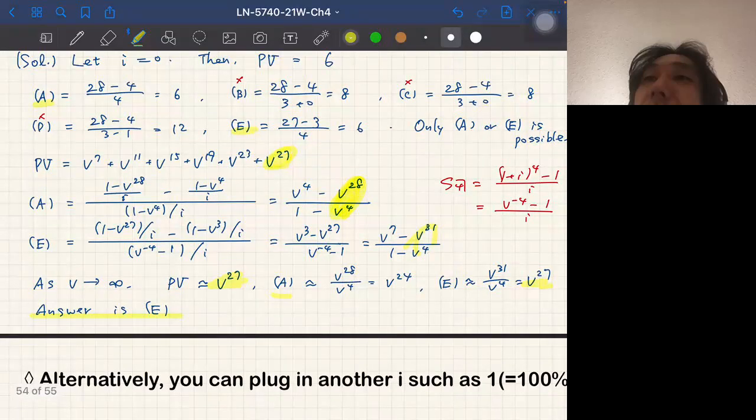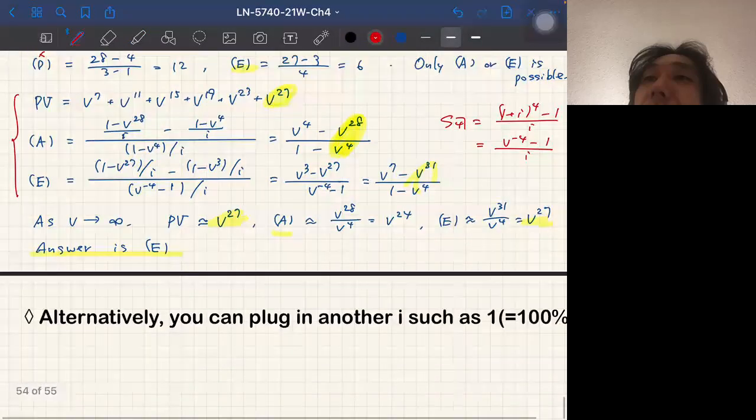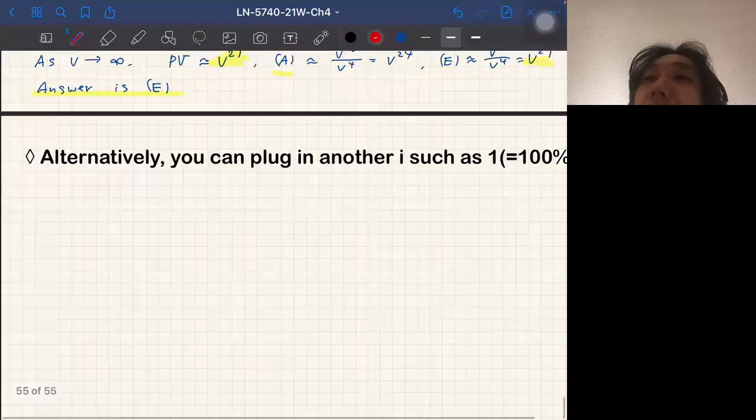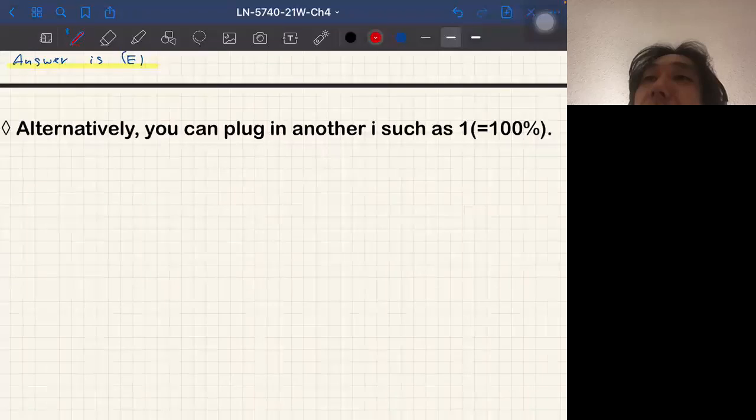So we actually did some algebra here, but at least we don't have to check all the algebra from A to E. The only possibilities are A and E, so we can skip B, C, D. So that helps you to solve questions during the exam or in practice.